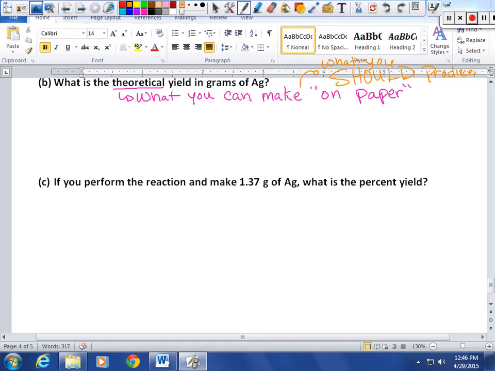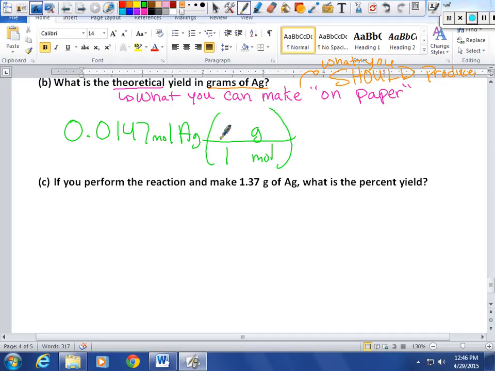Now, the good news is, it says, what is the theoretical yield in grams of silver? Well, what's the good news about this part? What do you already have calculated? You've already got the moles of silver. So what was your least value of moles of silver? So this turns into a one-step, very simple problem, times 107 point what? Silver is 107.87.